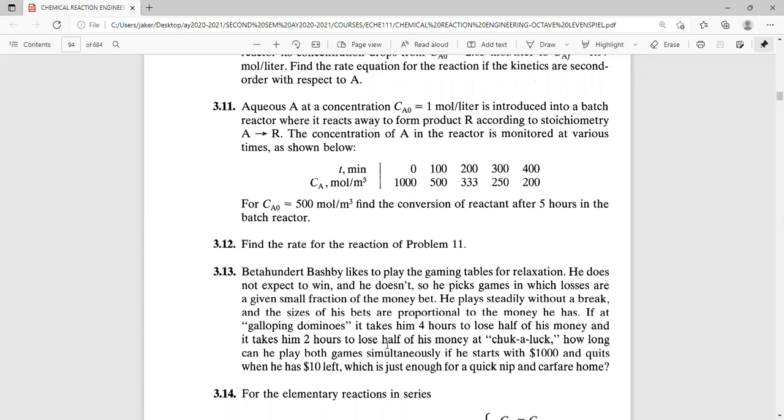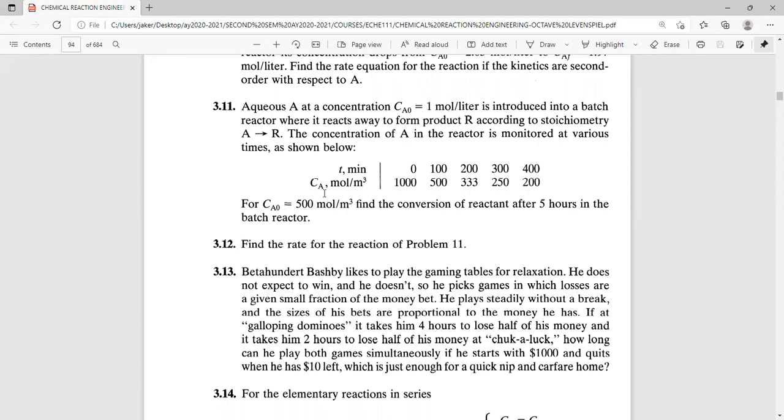Aqueous A at a concentration of 1 mole per liter is introduced into a batch reactor where it reacts away to form product R according to stoichiometry A to R. The concentration of A in the reactor is monitored at various times as shown below. For the concentration 500 mole per cubic meter, find the conversion of reactant after 5 hours in the batch reactor.